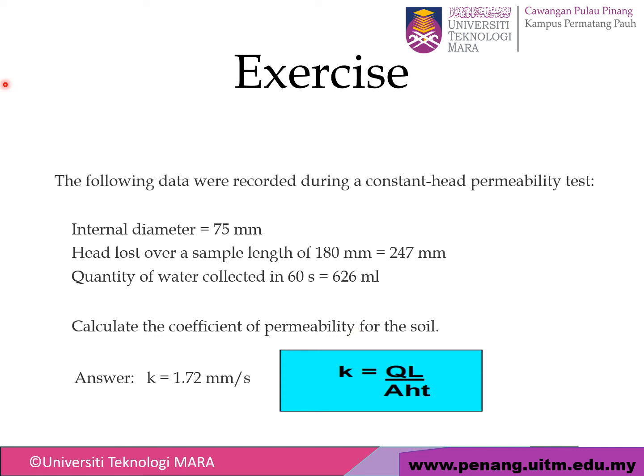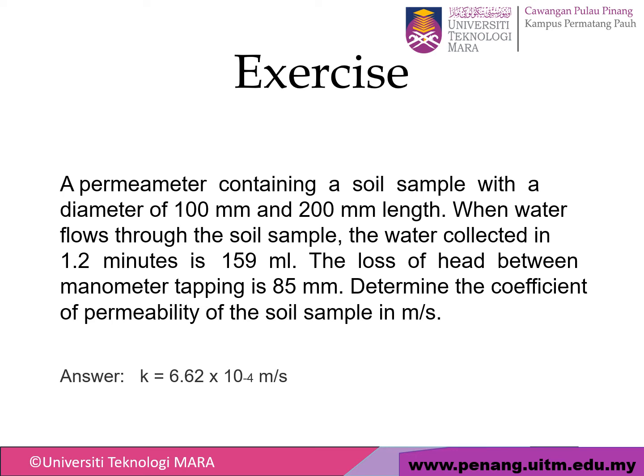Firstly, you have to look at the SI units. For example, this one is mm and this one is ml, so you have to convert the ml to mm cubed. Then calculate the coefficient of permeability for soil. The value of K, you may check, is 1.72 mm per second, or you can also use meters per second.